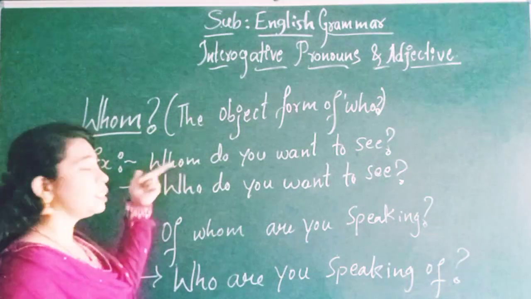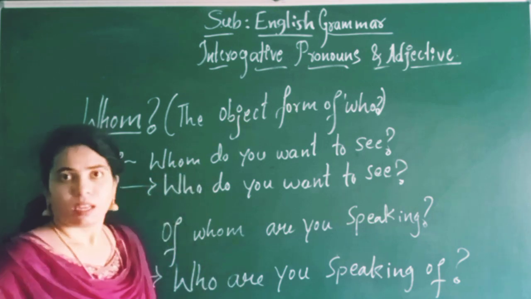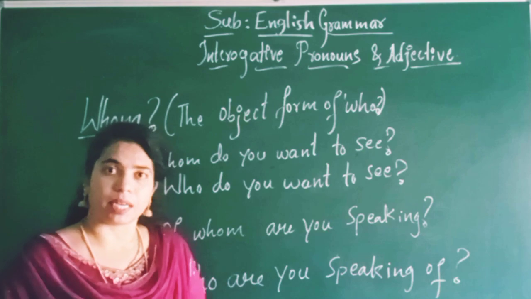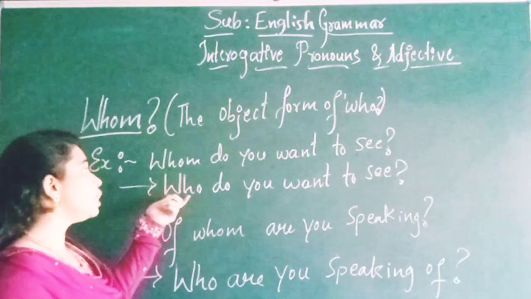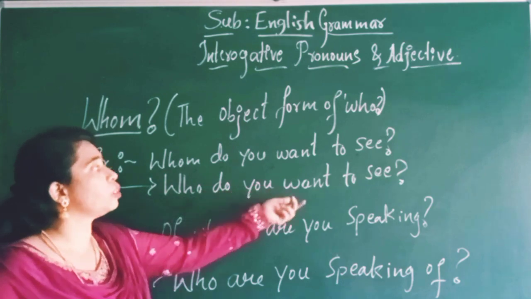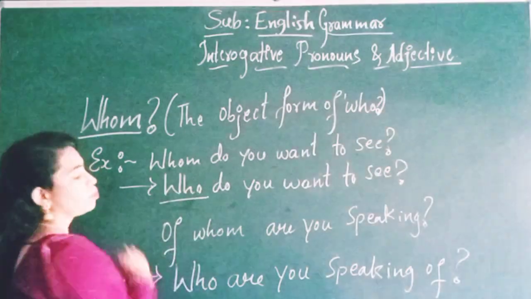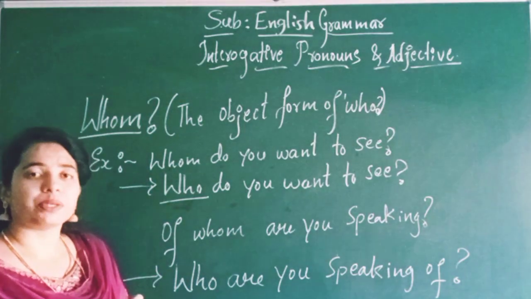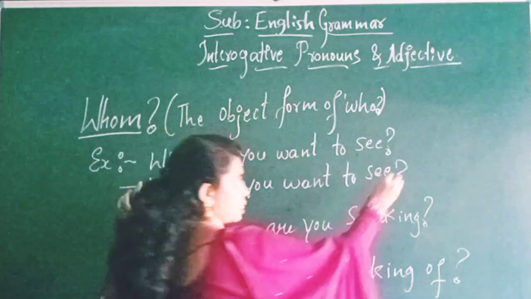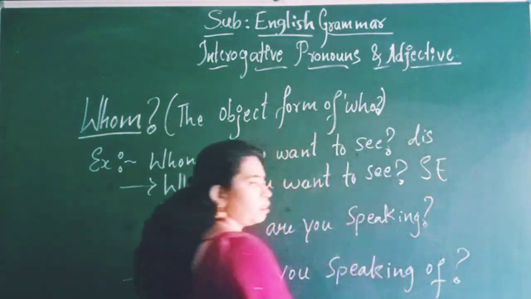Okay, this is descriptive. It is the right one. Whom do you want to see? It means whom you want to meet. But when it is changed to spoken language, who do you want to see? We have to use who when we are talking. It is the descriptive part and it is the spoken English part.